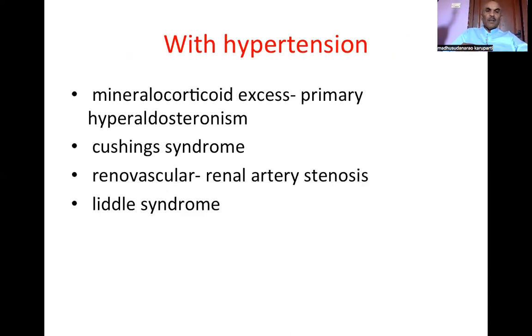Conditions associated with hypertension. It could be due to primary hyperaldosteronism. There is retention of sodium and chloride. There is hypervolemia and hypertension. Cushing syndrome because of hypercortisolism. Renovascular, which is associated with renal artery stenosis, and Liddle syndrome.